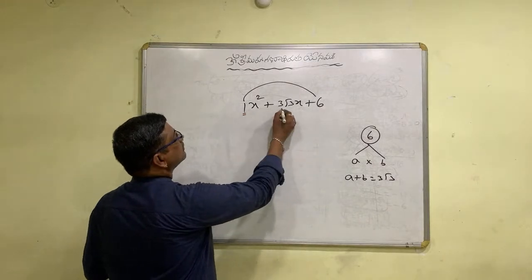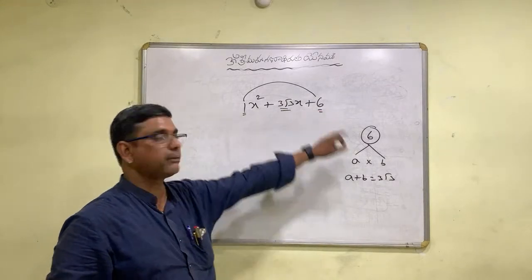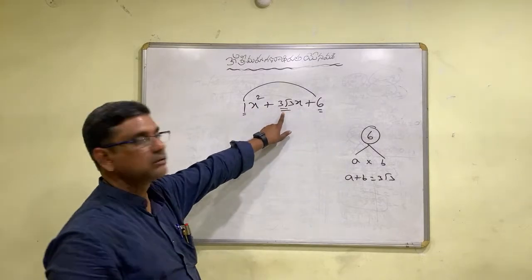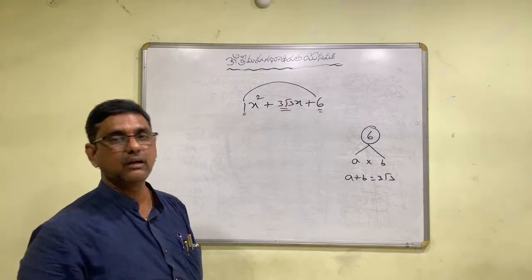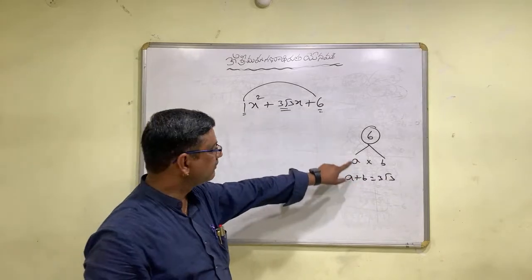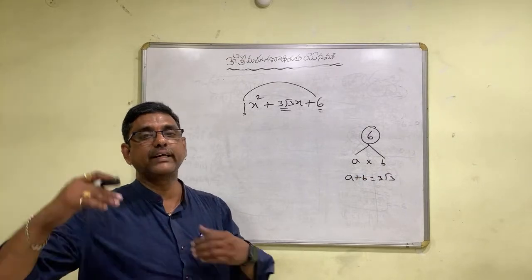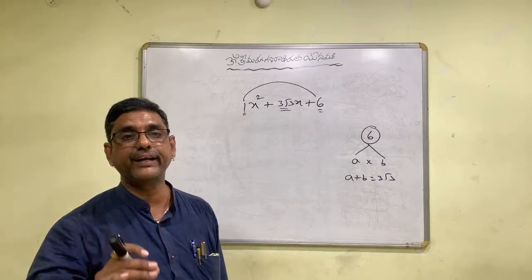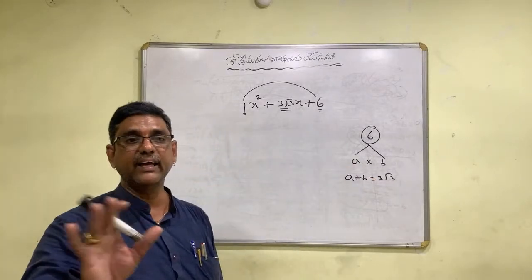See here. You can observe all the coefficients are positive. Coefficient of x square is positive 1. Coefficient of x is positive 3 root 3. Constant is also positive 6. Now what are we searching for here? For a value, for b value. So no need to think about negative factors. We need to think about positive irrational factors. Both a and b are positive, but they are irrational.